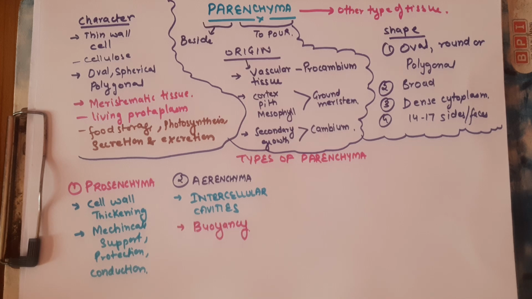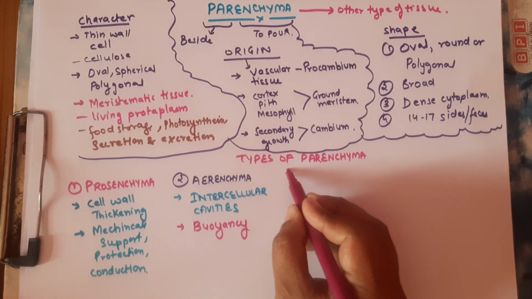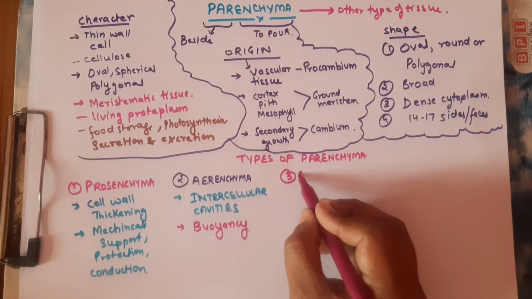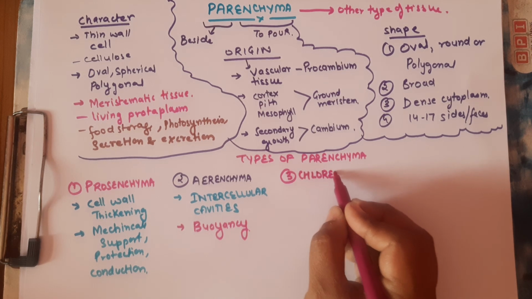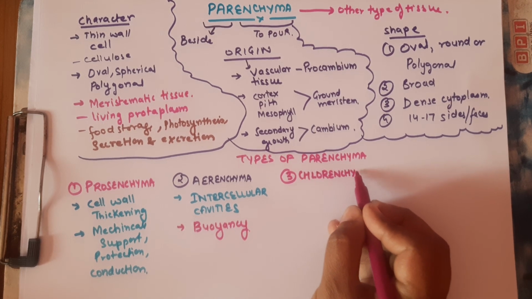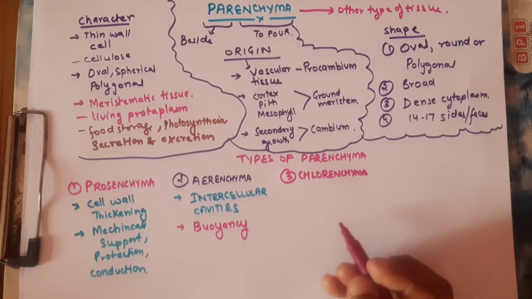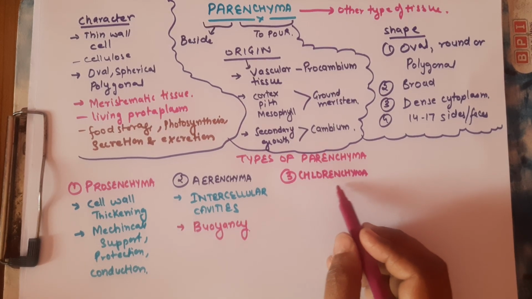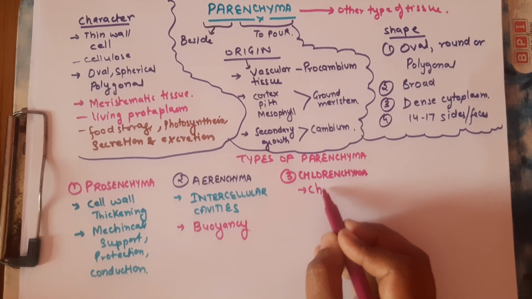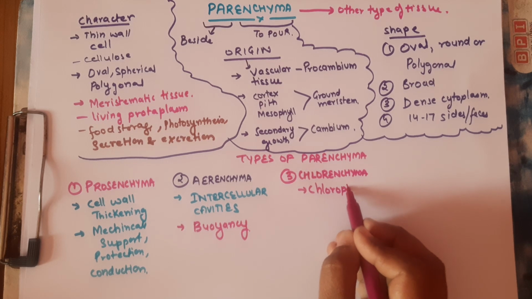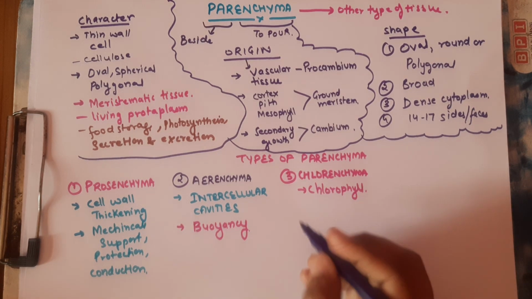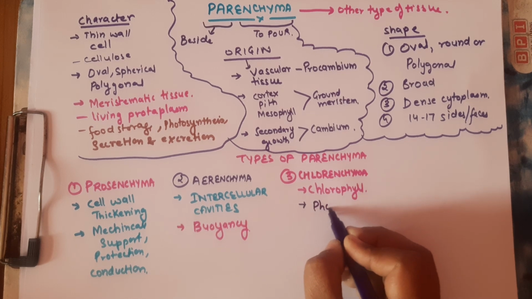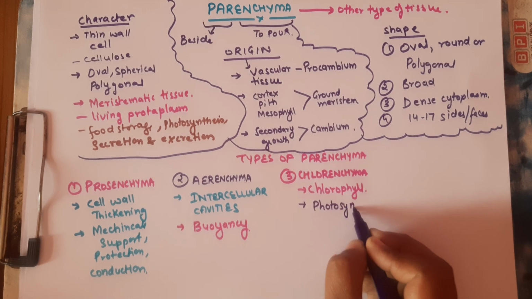The third kind of parenchyma is chlorenchyma. The name itself indicates that this parenchyma cell consists of chlorophyll. If it has chlorophyll, then it is quite obvious that it will perform the photosynthetic reaction.